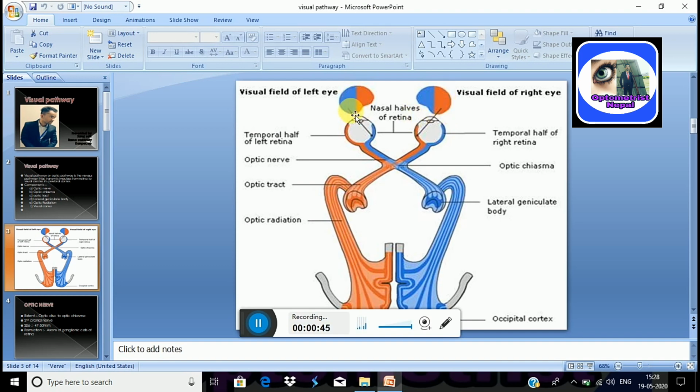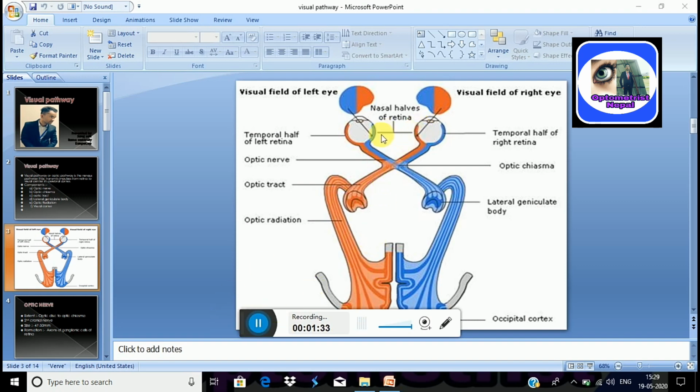The image of the nasal side of the left eye will fall on the temporal half of the left retina, and the image of the temporal side of the left eye will fall on the nasal half of the retina. In the same way, the nasal side of the right eye will fall on the temporal half of the right retina, and the image of the temporal side of the right eye will fall on the nasal half of the right retina.